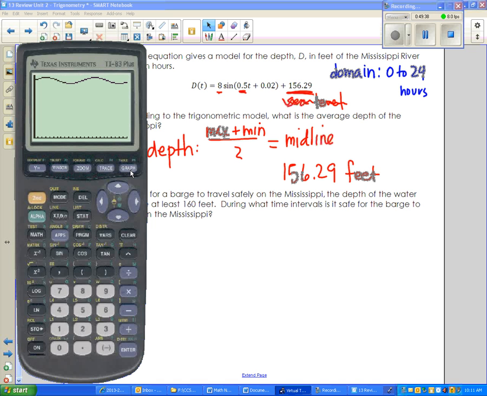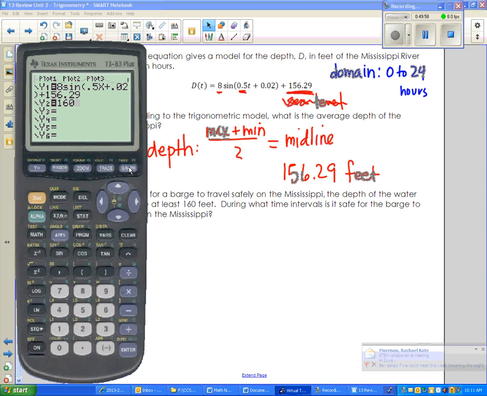Okay, so I can see that it looks like the depth is at a max twice and at a min twice during the day. And so if the question is asking for what time intervals is there at least 160 feet, 160 feet, that's a depth. So I'm going to need to enter that in as a y value, and I'm going to enter it in as a separate equation. And I can see that it crosses the graph 4 times.